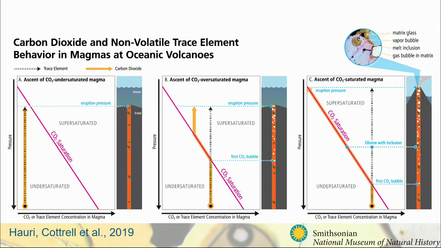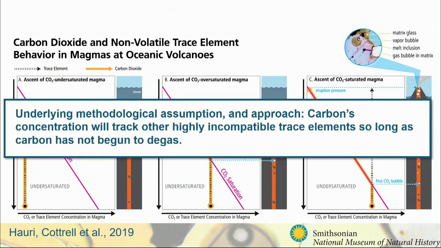Here we show the CO2 concentration falling all the way to zero as you erupt subaerially. And in these cases, you really need to rely on those olivine-hosted melt inclusions and even reintegrate the CO2 shrinkage bubble into your melt composition to reconstruct the CO2 concentration of those melts. So the underlying methodological assumption here that pervades all the work I'll be presenting today is that carbon's concentration will track other highly incompatible elements so long as carbon has not begun to degas.